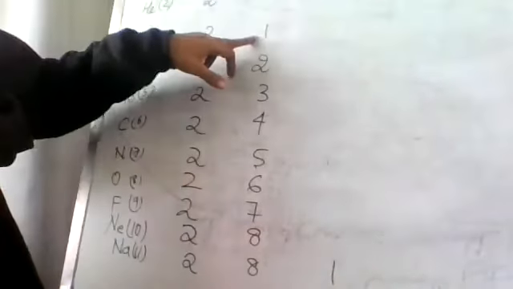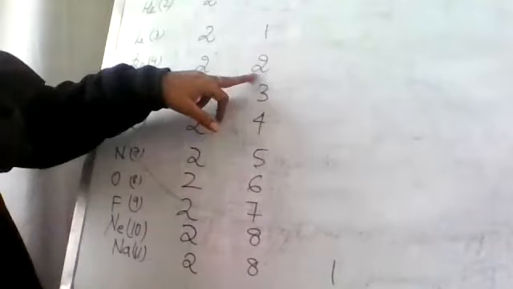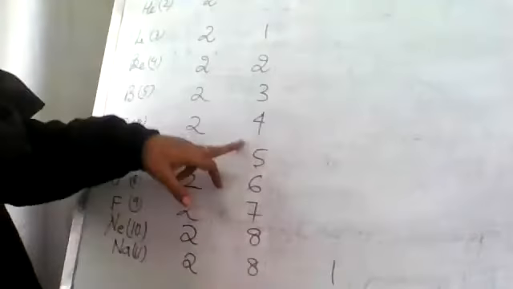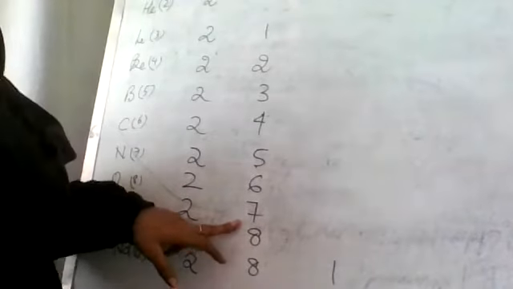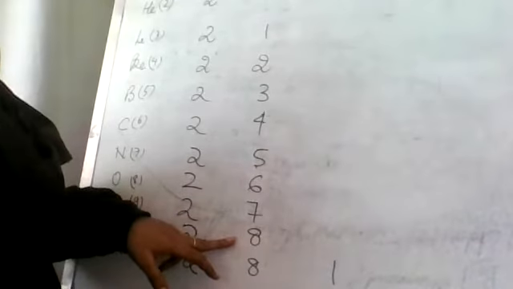This is how we are distributing the electrons. And you can see this is the last shell of lithium, this is the last shell of beryllium. All of them are having less than or equal to it.